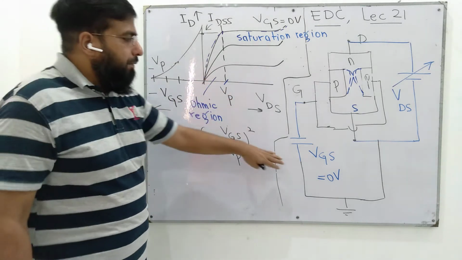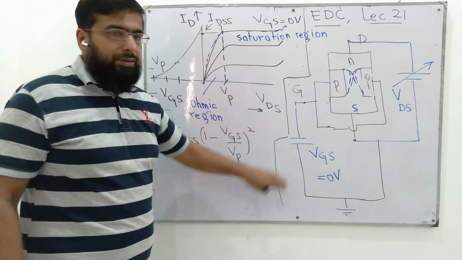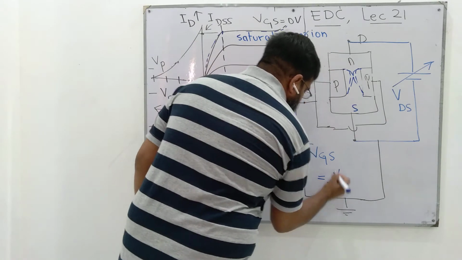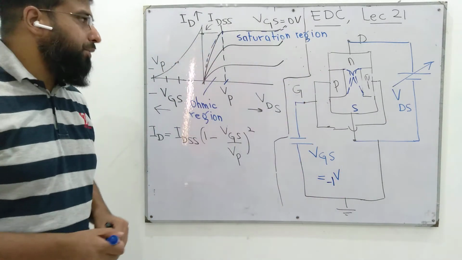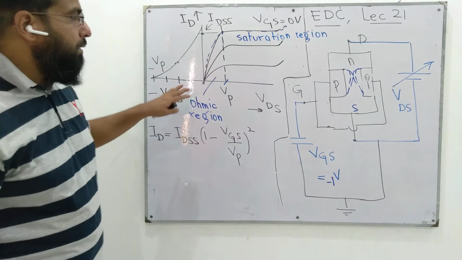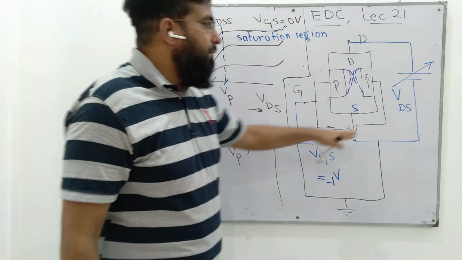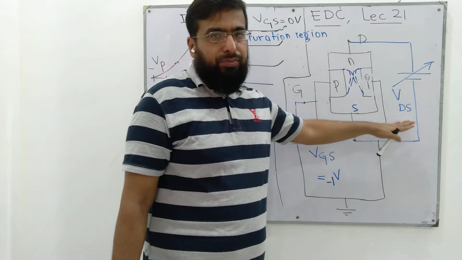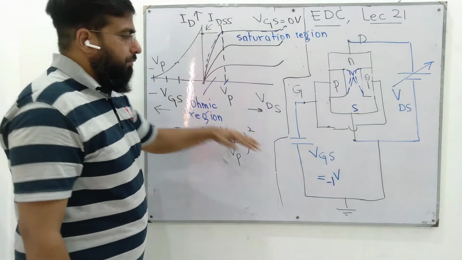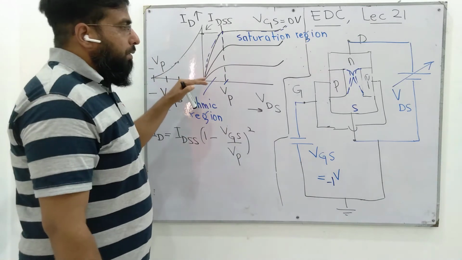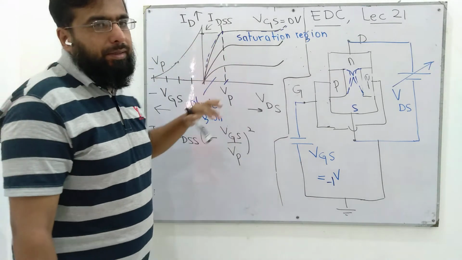But we have other options for VGS. We can have a negative VGS, for example negative 1 volt. If that is the case, what are the characteristics? If it is already negative and we start increasing VDS right from 0 once again, as we did when VGS was 0, we'll get similar characteristics.